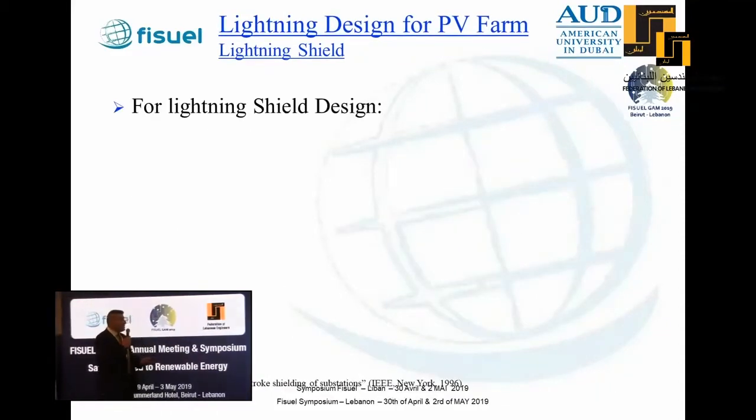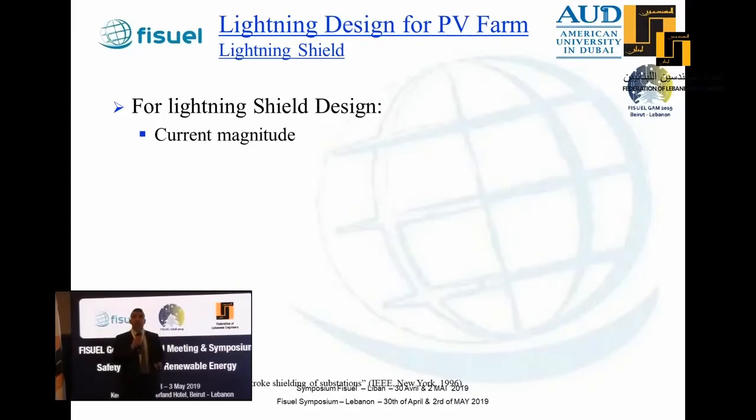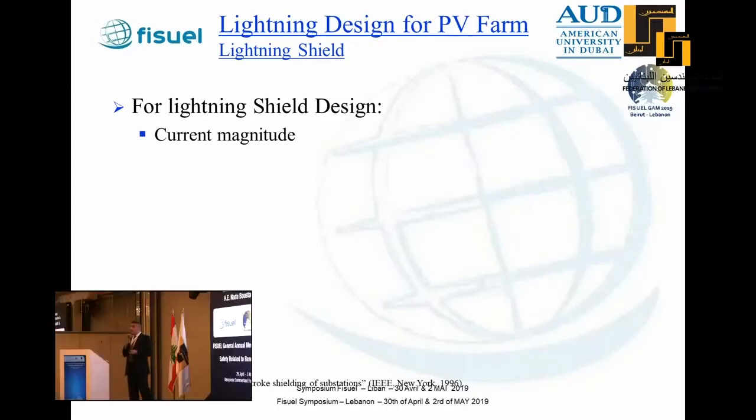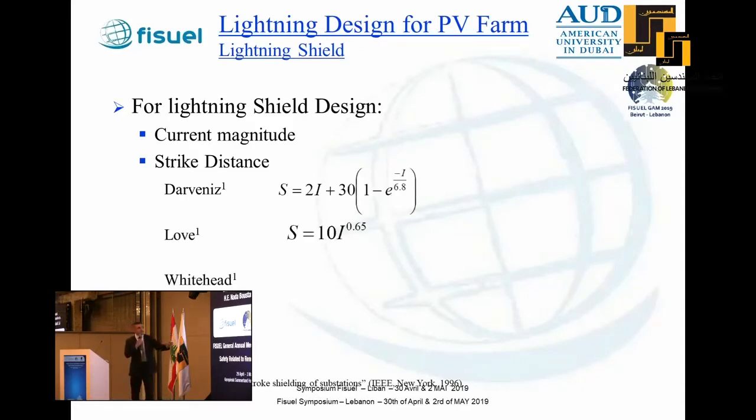For us to design a lightning shield, it's very important to determine the lightning current magnitude and the strike distance, and of course, you need the object details. Now, how to determine the lightning strike distance? There are 4 main equations that worldwide standards use. These are the 4 main equations.